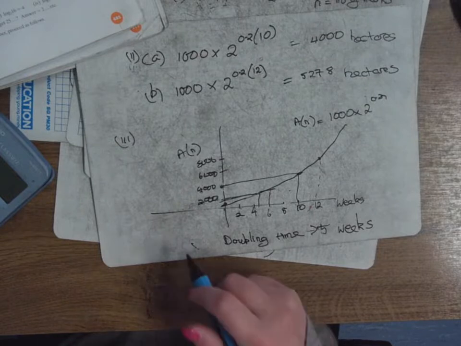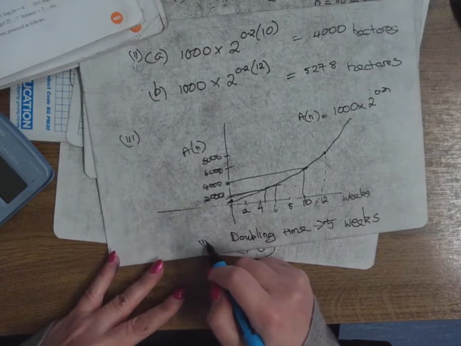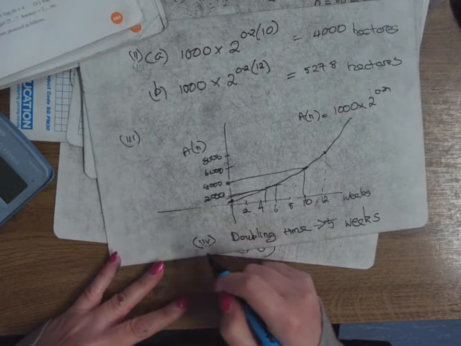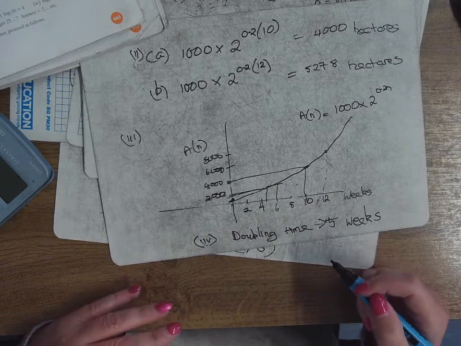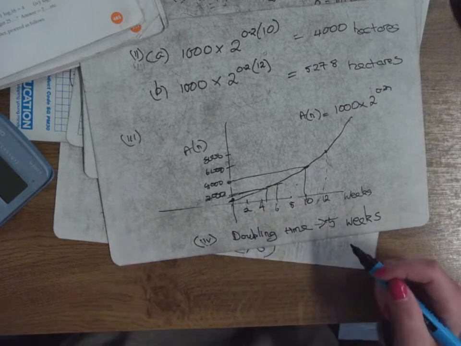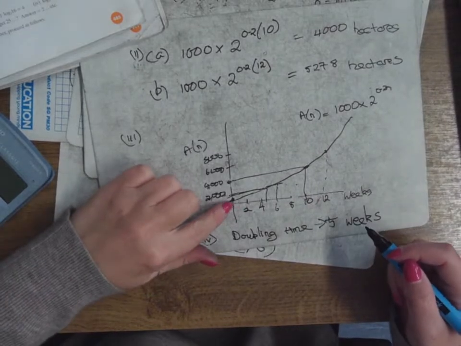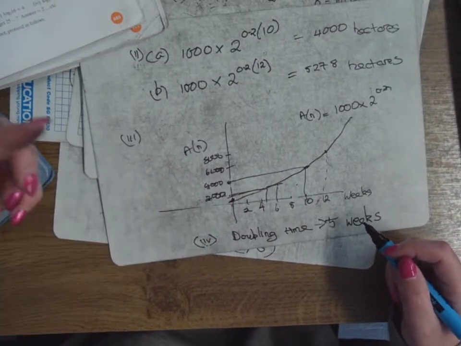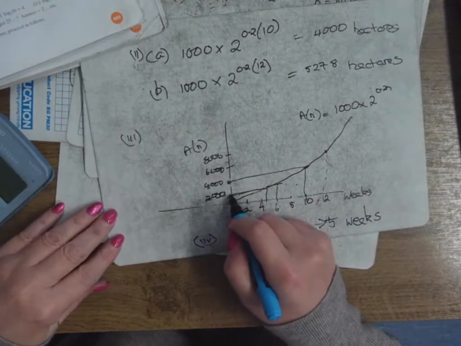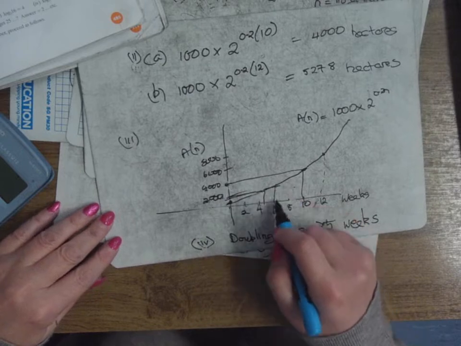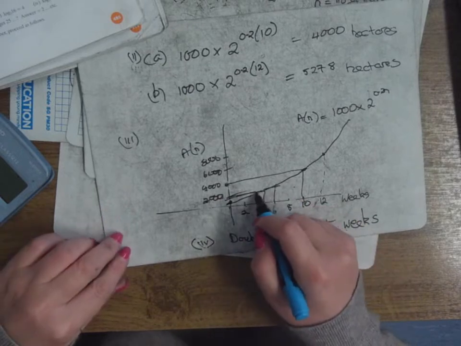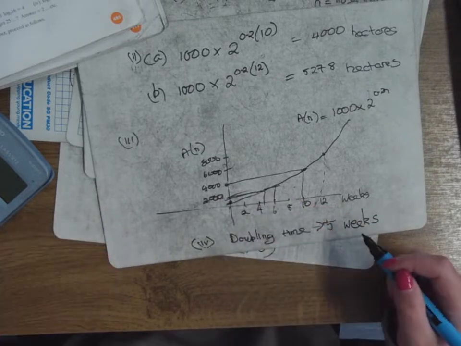It says doubling time is 5 weeks. So that was the question: how long does it take to double an area? So it doubles an area every 5 weeks. And how did I know? Because it started at 1,000 and I said double 1,000 was 2,000. So I just went across, hit my graph and went down and read off the number. So it's halfway between 4 and 6, so it's 5.